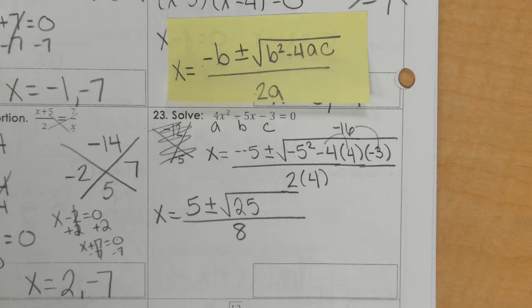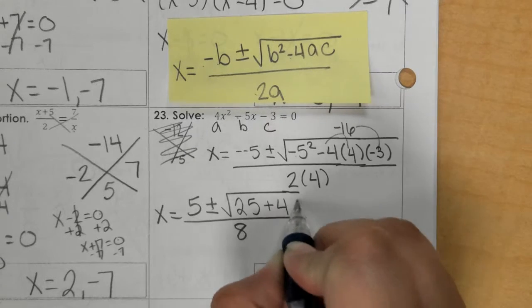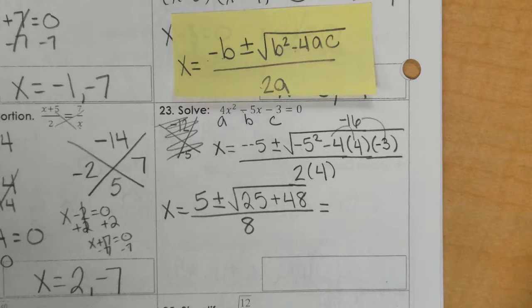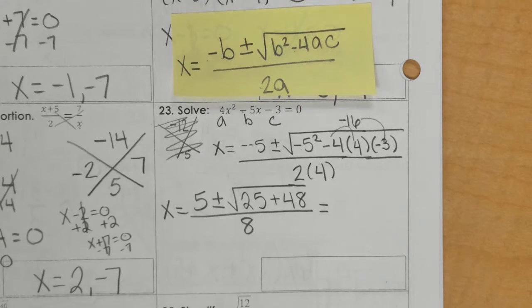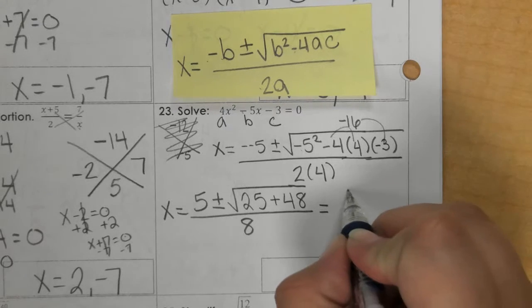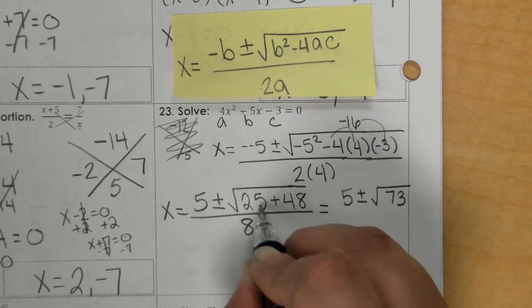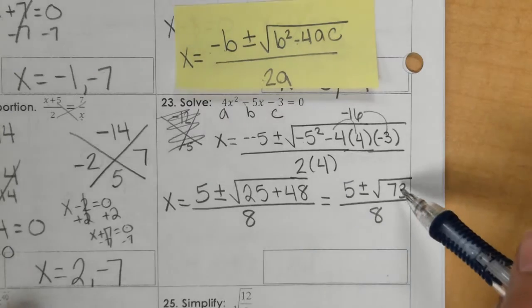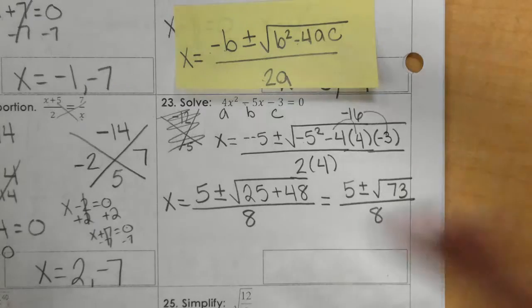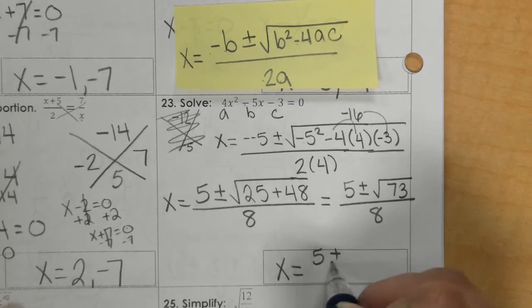is a positive 48. So now I need to go ahead and add these two numbers. And we would get 5 plus or minus the square root of 73 if I add them, over 8. 73 is not a perfect square. It cannot break down. So that is my solution.